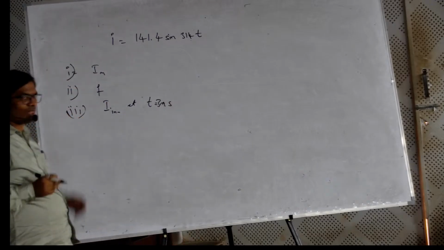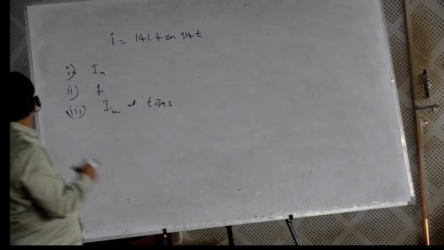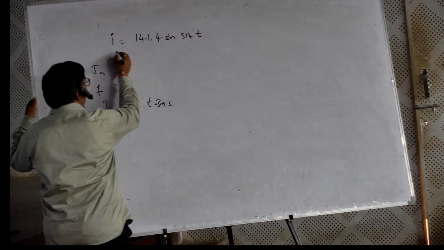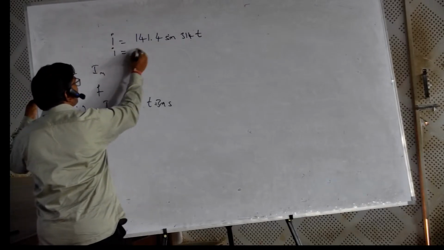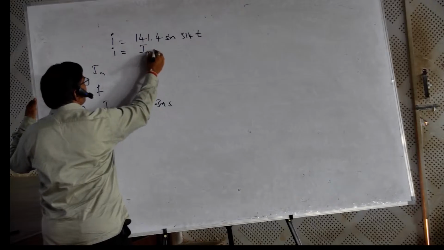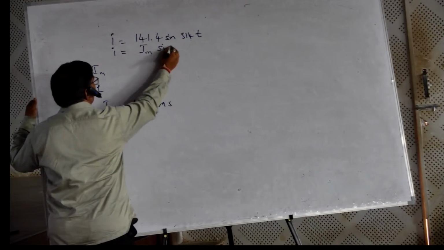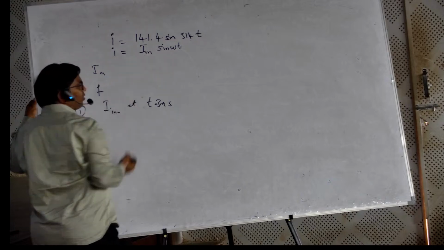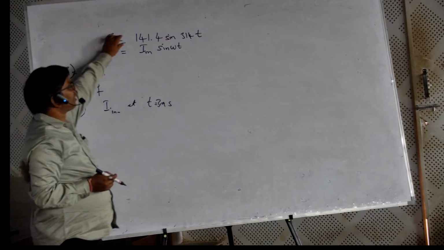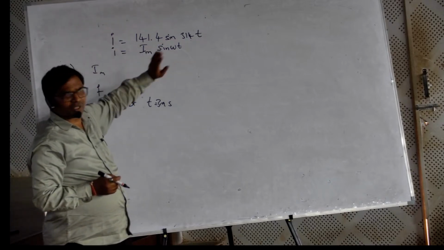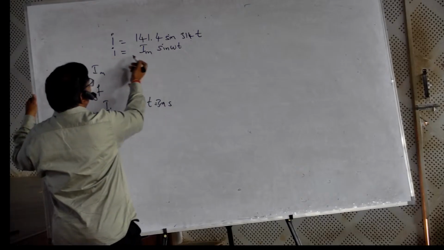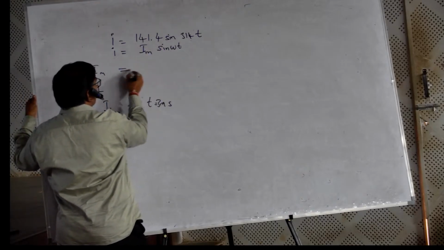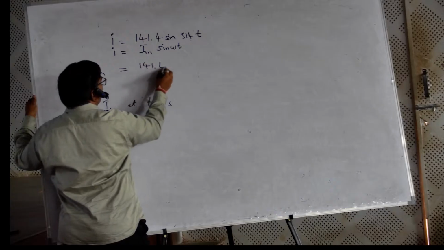Right. Okay. So here I is equal to 141.4 sin 314t. Compare this equation with respect to the general equation, I is equal to Im sin omega t. So from this, by comparing, simple thing. Im is how much now? 141.4 amps.